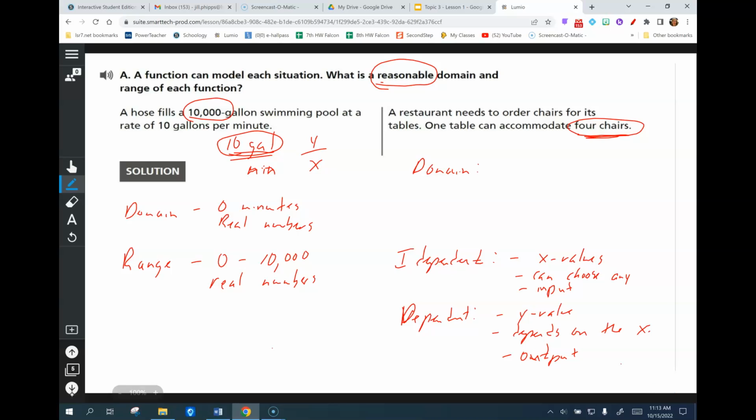So my domain here is talking about tables. Well, how many tables can I have? Well, I can have 0 tables. I can have up to whatever would fit in the room.